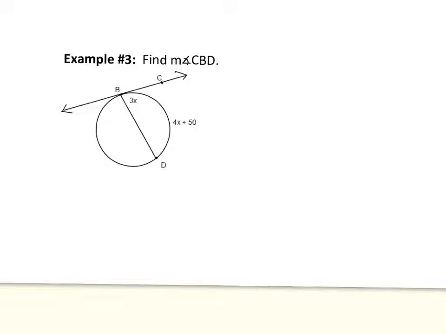Okay, so let's look at one where we have a little bit of an algebraic equation to it. So we have chord BD, which is touching tangent CB at point B. So again, we have this whole tangent chord. So we know the angle is 1/2 the arc. This is kind of the theorem we've done the whole time. So the angle, which is 3x, is going to equal half the arc, so it's half times my arc measure, which is 4x plus 50.